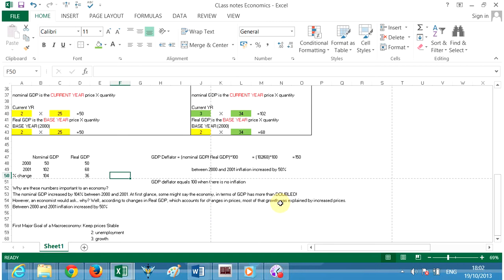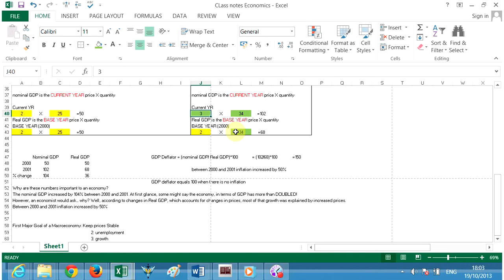Now, you may be asking yourself, why are these numbers important to an economy? Well, the first major goal of a macroeconomic economy is to keep prices stable. We do not want our growth to be defined by inflation, which is this change in price right here. This is why we calculate real GDP, in order to see if our growth is based on actual production, or is it based on raises in price. So this is why we calculate the real GDP.